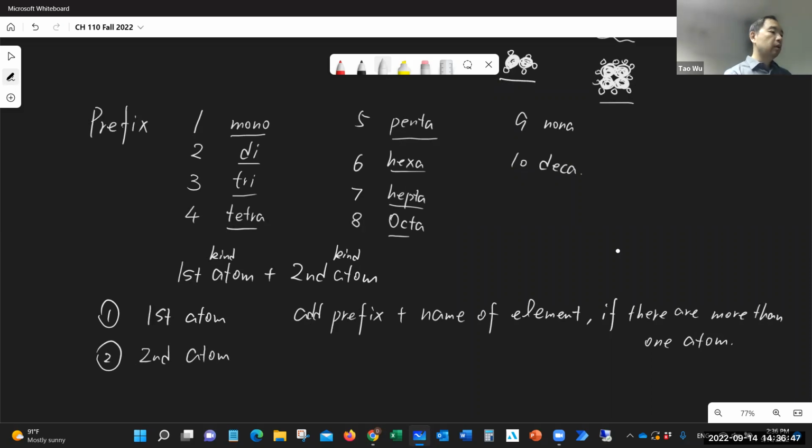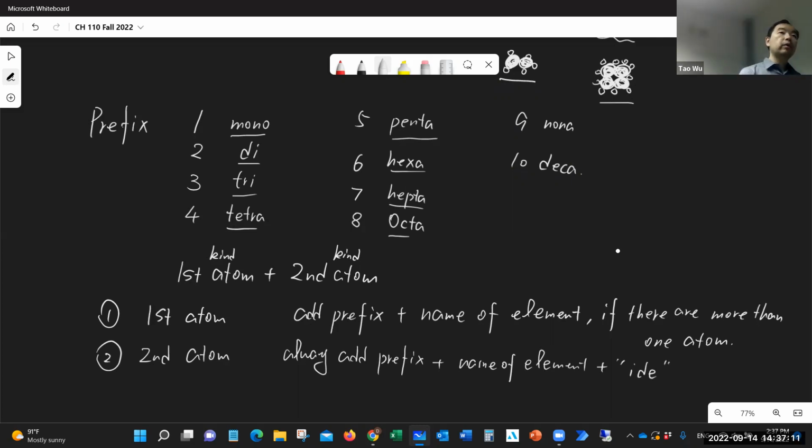The second atom always gets a prefix. Then you add the name of the element, and the ending is always -ide. You're probably already familiar with some of these: oxide, nitride, chloride, fluoride.